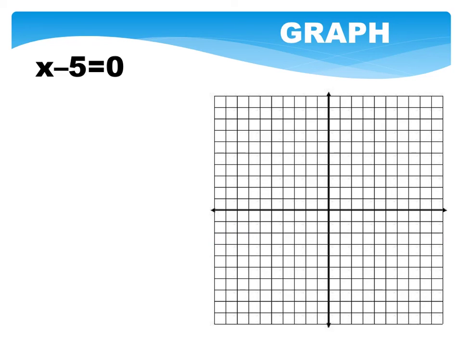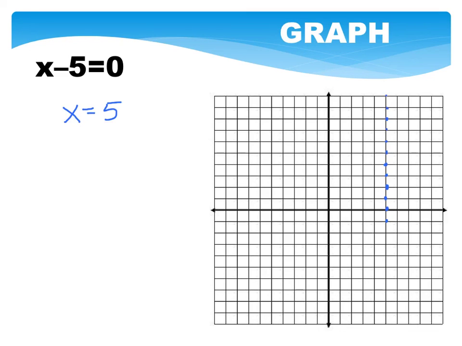x - 5 = 0. Now, as you can tell, I have no y value now. So solving for x, I get x = 5. So what does this mean? This means every single coordinate has an x value of 5. So let's go to 5 on my x-axis. Every single coordinate on this line is going to have an x value of 5. So it's going to be a vertical line at x = 5.